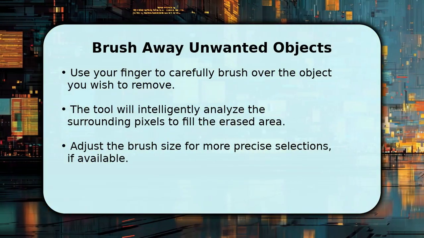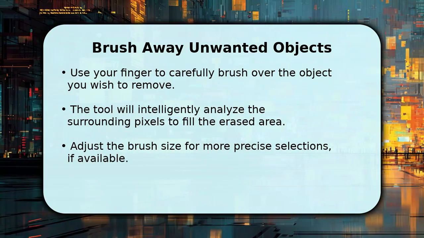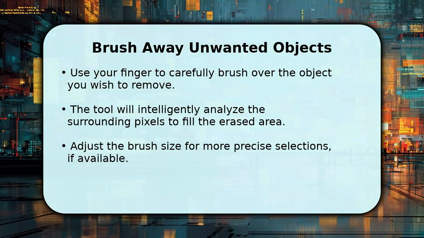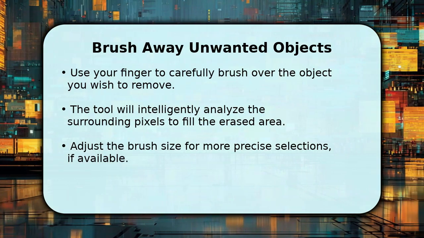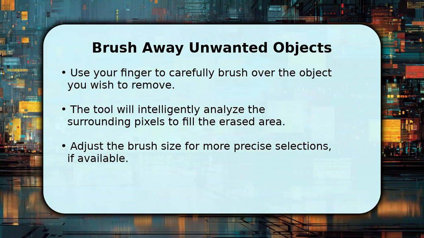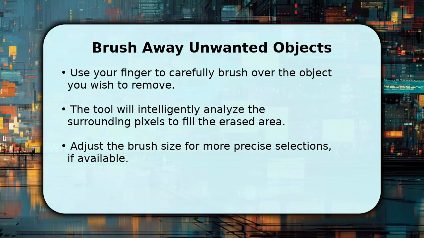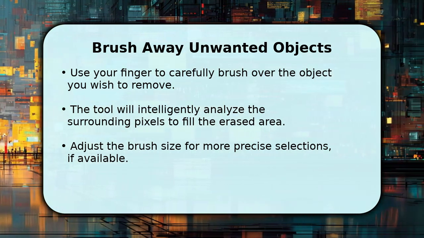Now, with the Retouch tool active, gently use your finger to brush directly over the unwanted object in your photograph. The iPhone's smart algorithms will then analyze the surrounding area and seamlessly fill in the space, making the object disappear. You can make your brush strokes short and precise or broader for larger areas. If you make a mistake, simply tap the Undo button.